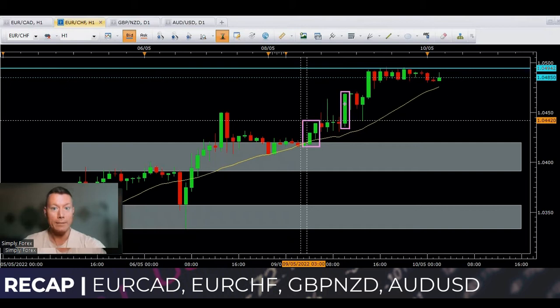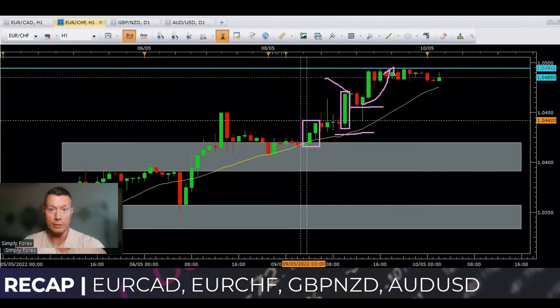I had to wait for a bit of a retrace. So price retraced, and I entered roughly here. I put my stop below here, and then I took 100% of my trade up to this blue line. It gave me a little bit more than 1:1 risk to reward. So again, guys, a great trade.